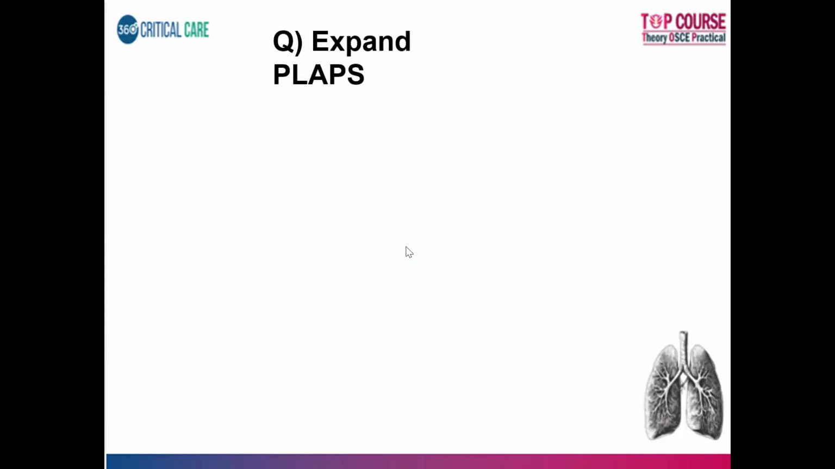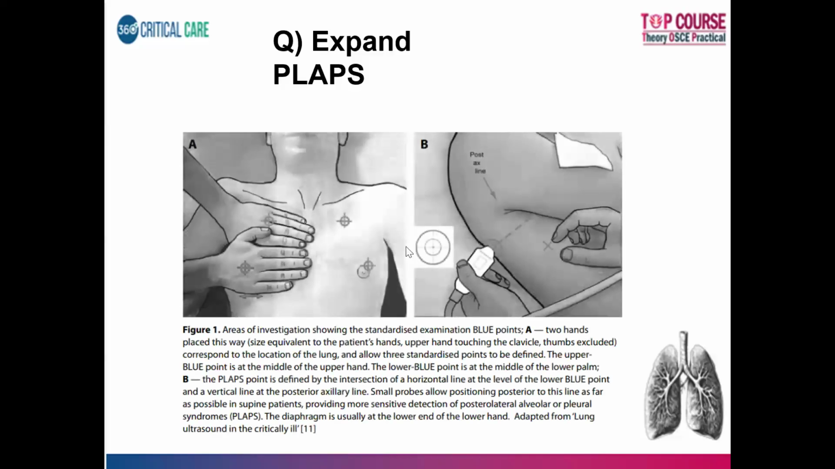Can anyone explain what is PLAPS? After this image, can you tell me what is PLAPS? PLAPS stands for posterolateral alveolar or pleural syndrome. It is defined by the intersection of a horizontal line at the level of the lower blue point and the vertical line at the posterior axillary line. Exactly, the pointer is kept here. This posterior axillary line will be here, and then you have an intersection here. So this is called the PLAPS point.